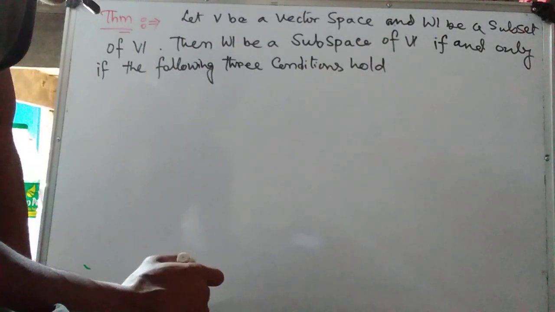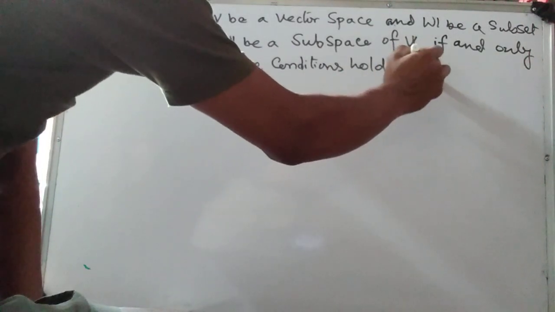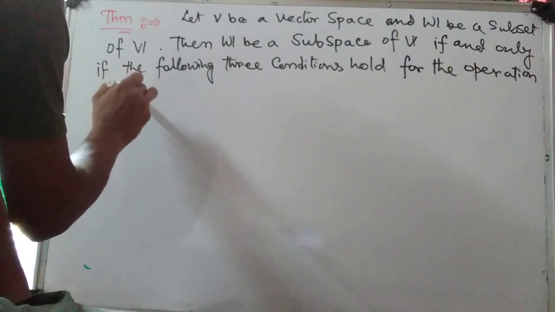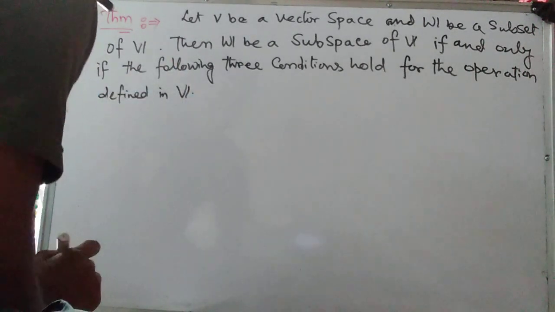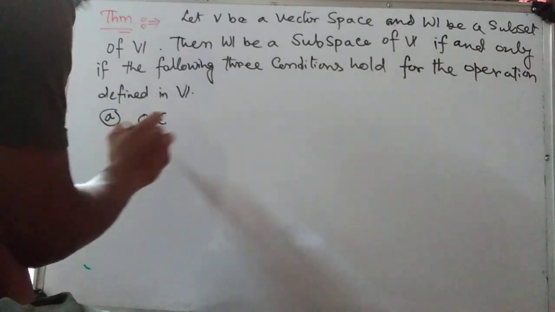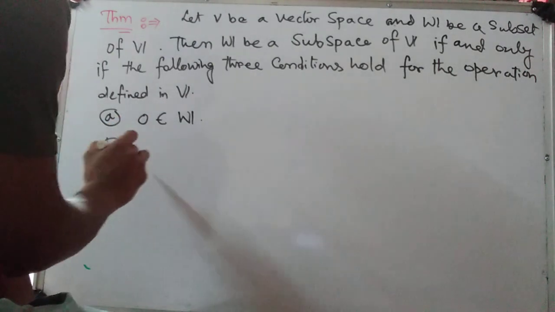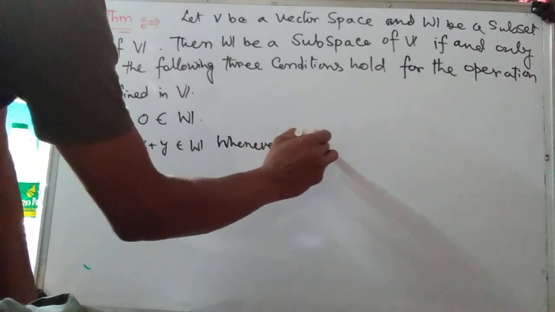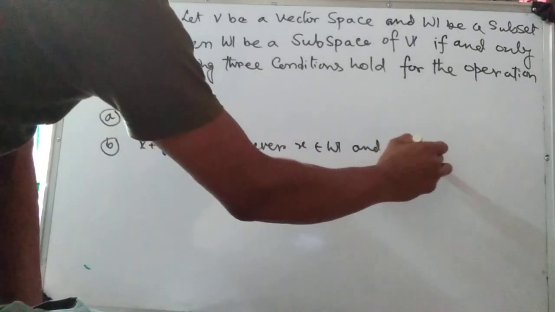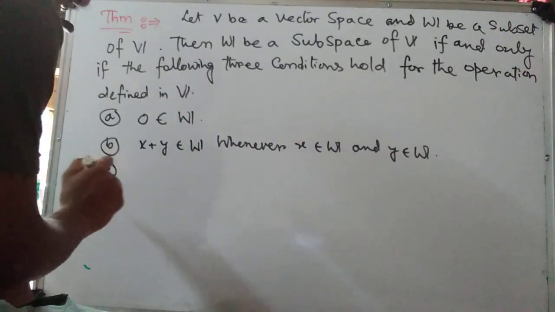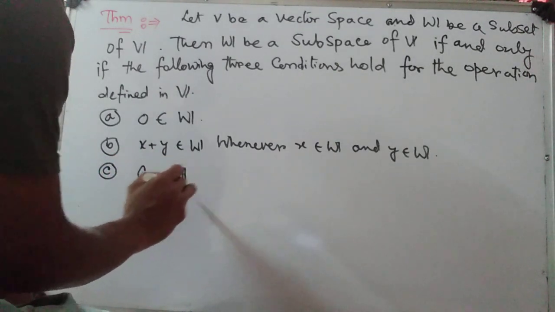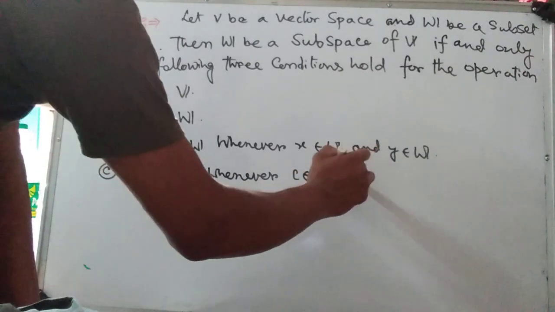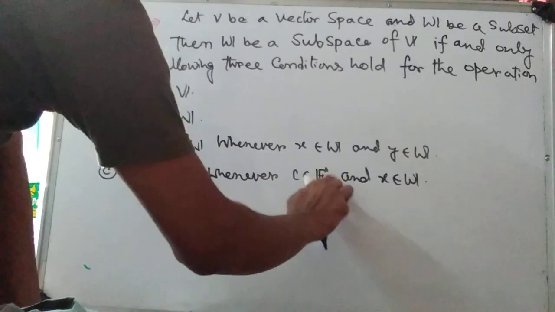For the operations defined in V: first, 0 belongs to W. Second, x plus y belongs to W whenever x belongs to W and y belongs to W. And third, cx belongs to W whenever c belongs to F and x belongs to W.